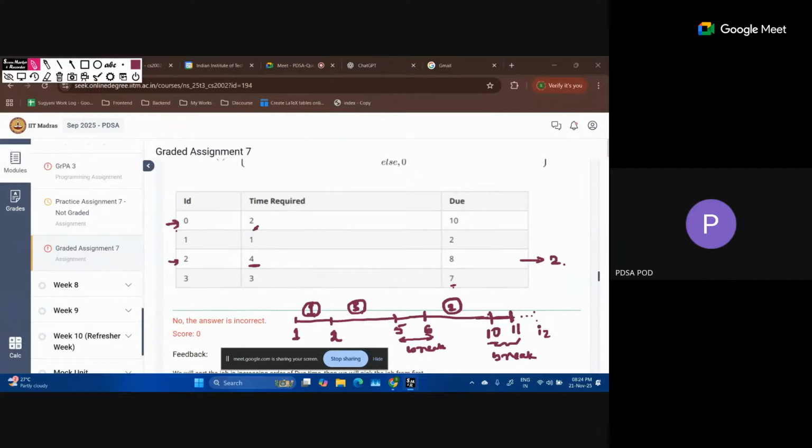Then we run job ID 0. Job ID 0 requires 2 hours, so 11 plus 2 is 13. So 2 hours we are going, and at time point 13 our job ID 0 is getting over. So 13 minus 10, the lateness for this is 3. So total lateness is 5.